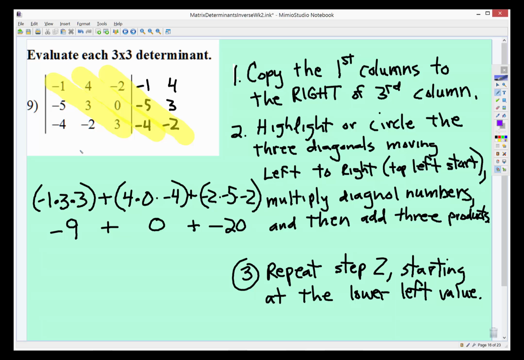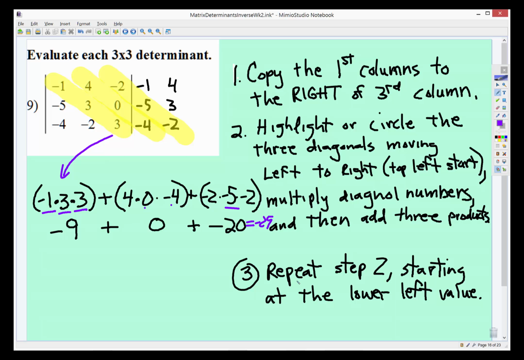So, notice what I did here. I multiply those 3 diagonals. -1 times 3 times 3, which equals -9. Then 4 times 0 times -4, 0 times anything is 0. And then -2 times -5 is +10. +10 times -2 is -20, which is what I did here. And now you're going to add those numbers together to give you -29.